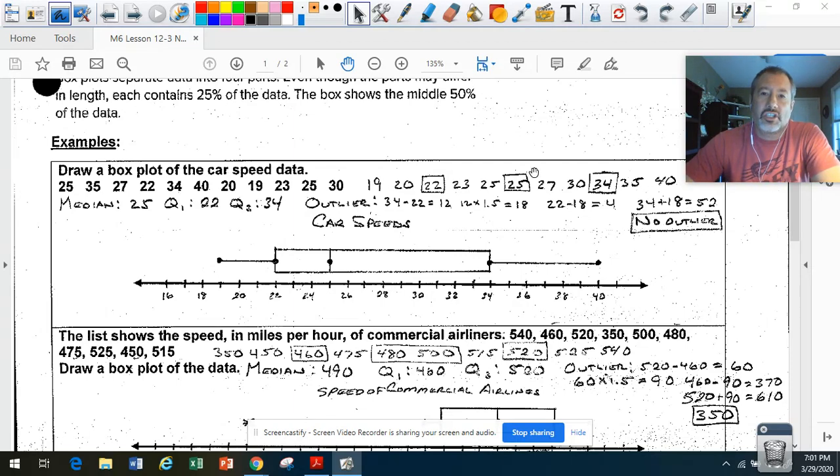So we go to the sixth one, that will give us our 25 here. So that is our median. Our median right here is 25. Okay, so as you see, we plotted that right there with our 25 here.